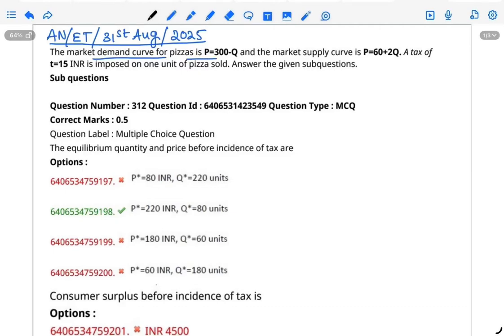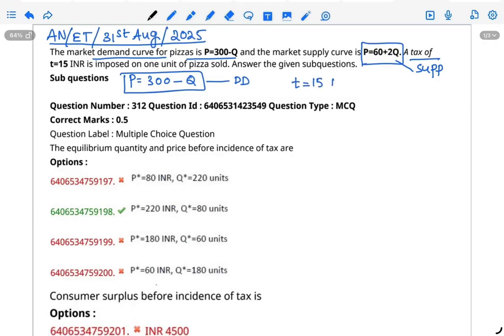The demand curve for pizza is given by the demand function P equals 300 minus Q. This is the demand function. And the market supply curve is the supply function, and a tax of T equals 15 INR is imposed on 1 unit of pizza sold. Answer the given sub questions.